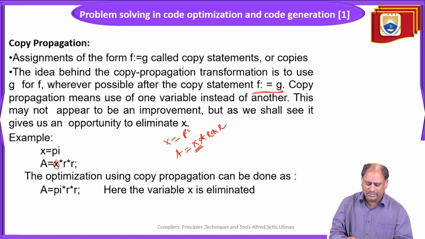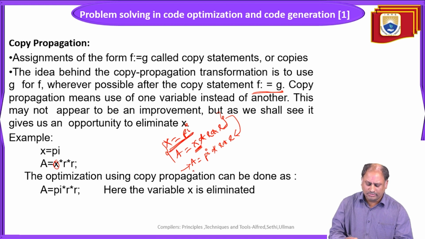Now in this, the x value occurs as a copy statement. Why? Because x equal to pi. So now pi is used, and then r and r. Instead of writing the copy statement and these two lines, we can write a single line of statement and eliminate x. Instead of writing the two statements, we can write a single statement alone, and then we can eliminate the variable x equal to pi.